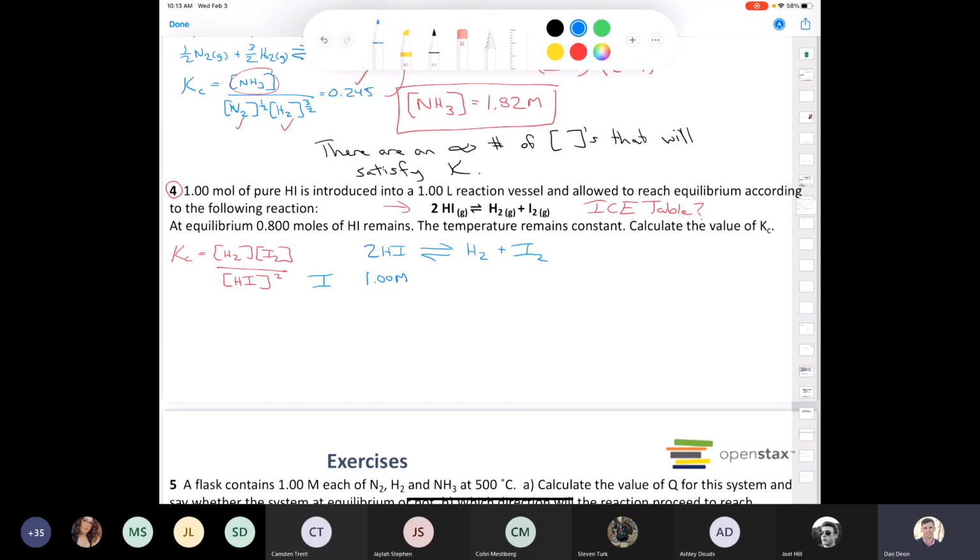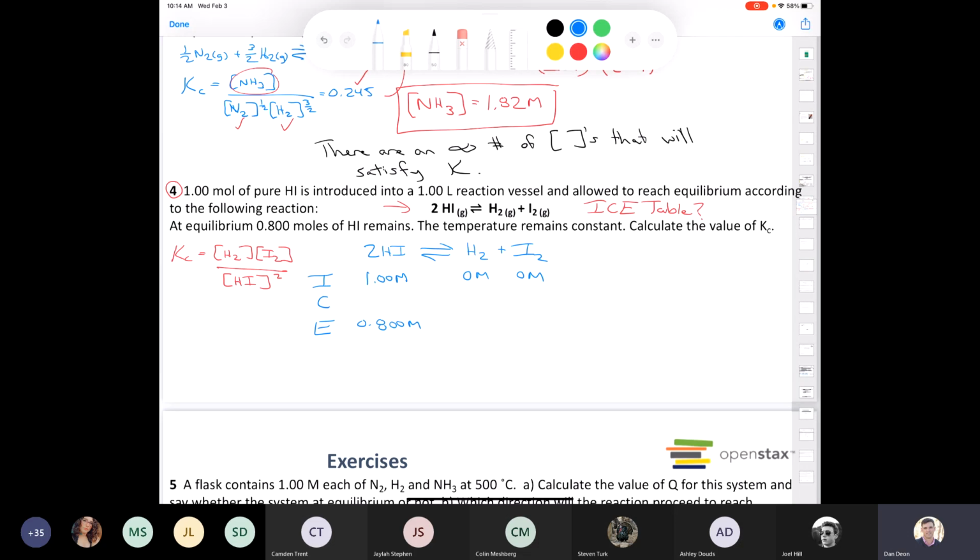But remember, you don't have any H2 and I2, right? All you did is go to the store and buy some HI. So that means you've got 0 molar H2 and 0 molar I2. Well, what's going to happen is you're going to end up with some kind of change. And it tells you that at equilibrium, you've got 0.800 moles of HI left over in 1 liter. Again, that's just math we can do in our head. 0.800 divided by 1 is 0.800 molar. So that's how much HI you've got at equilibrium.